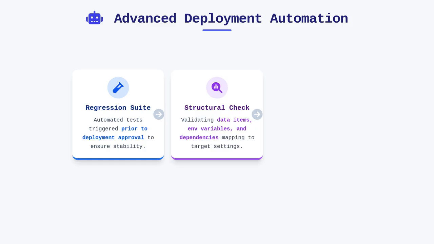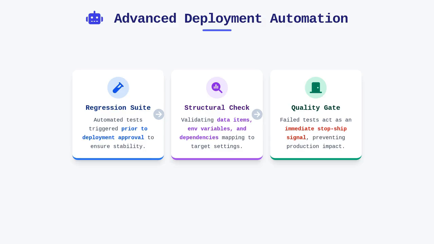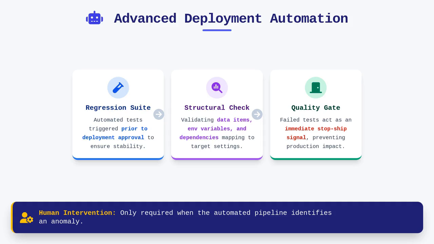This is where structural validation checks become invaluable, as they scan the package to ensure that data items, environment variables, and object dependencies are correctly mapped to the target environment settings. By creating these automated quality gates, you force a discipline where failed tests act as an immediate stop-ship signal. Consequently, human intervention is only required if the automated pipeline identifies an anomaly, allowing developers to address potential issues long before they impact actual production operations.